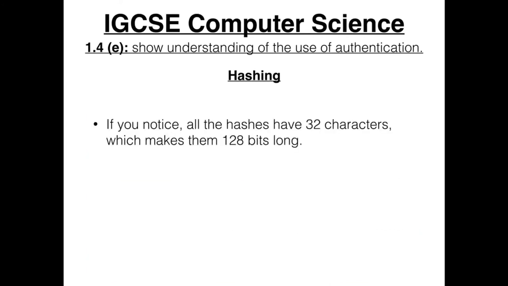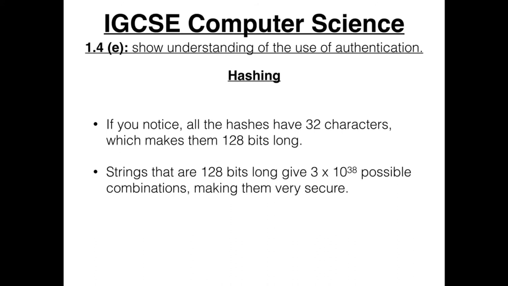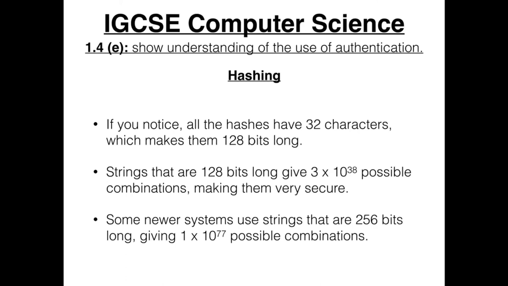But if you notice, all the hashes have 32 characters, and this makes them 128 bits long. Strings that are 128 bits long give 3 times 10 to the power of 38 possible combinations, making them very secure. Some newer systems use strings that are 256 bits long, giving 1 times 10 to the power of 77 possible combinations.